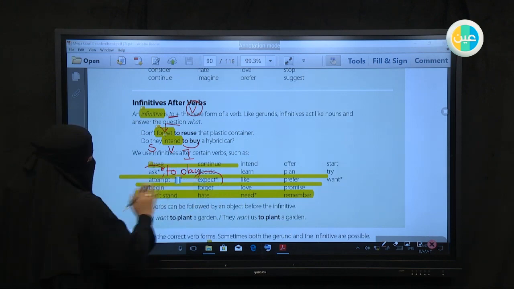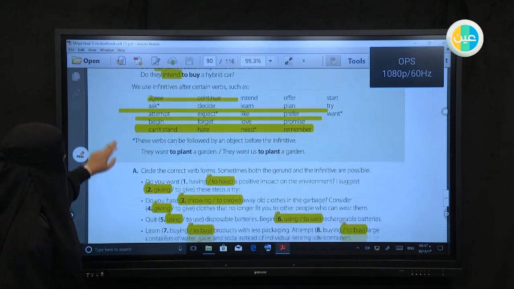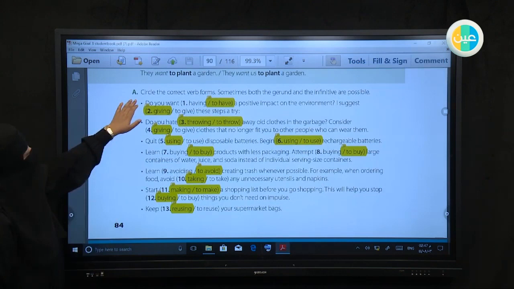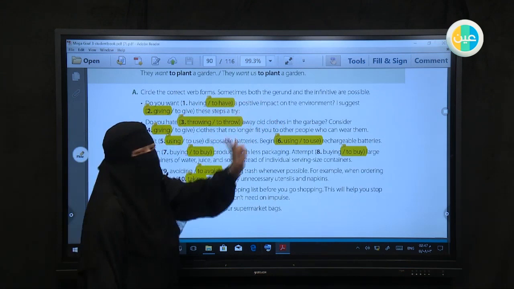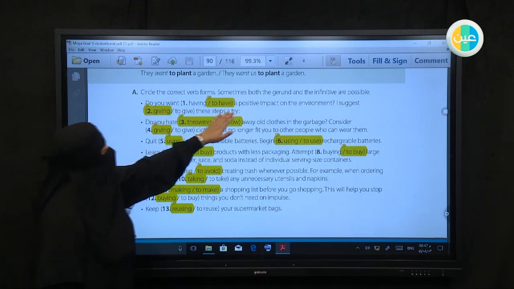We can actually go down here and check. And then we have the exercise here to do. هنبدأ بالترمينين اللي عندنا. Let's check and see. Circle the correct verb forms. Sometimes, خلي بالك زي ما قلنا, both the gerund and the infinitive ممكن يكونوا احتمال. Number one, do you want, فراغ, a positive impact on the environment?